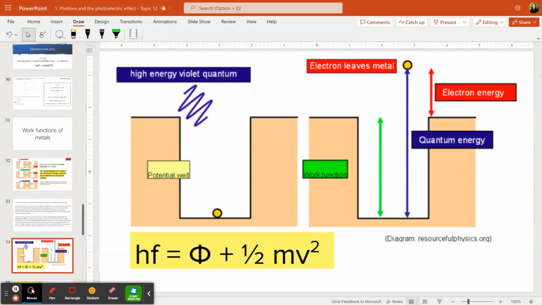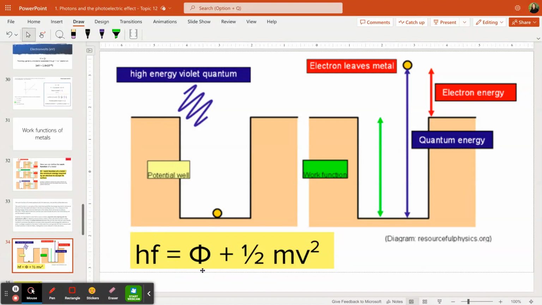So we just saw that there's a minimum amount of energy that the electron needs to leave, but that any extra energy given will mean that the electron can leave with more kinetic energy. So we can summarize that as an equation. The incident energy transferred comes from the photon, E equals hf. So that's the left-hand side of my equation.